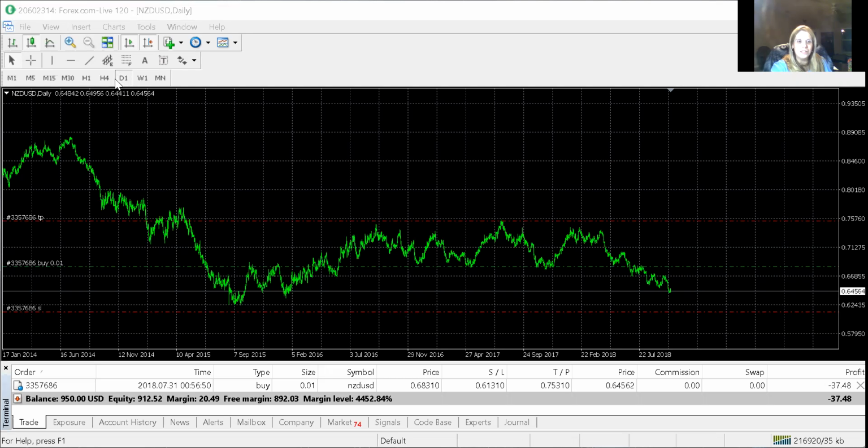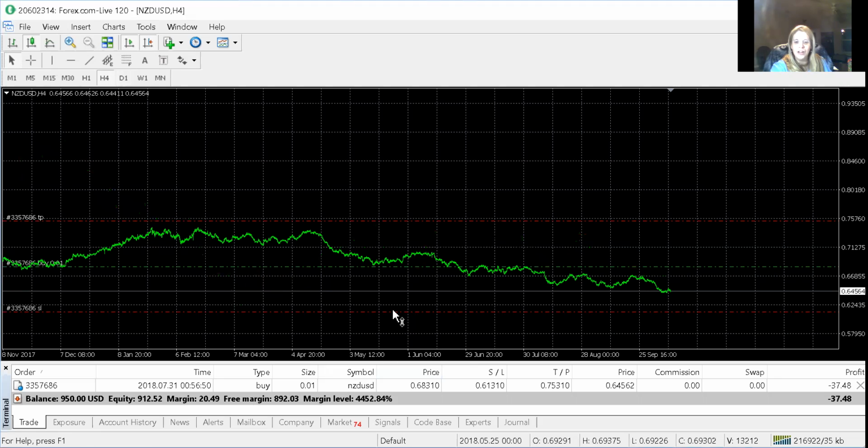My stop loss, going down to the 4-hour time chart, is actually at 7,000 pips negative, or $70. So it's in at 0.61310. My take profit is in at 0.75310, which is also, as you can see, 7,000 pips or $70. The reason I have the same stop loss as the take profit is a 1-to-1 ratio, risk to profit.